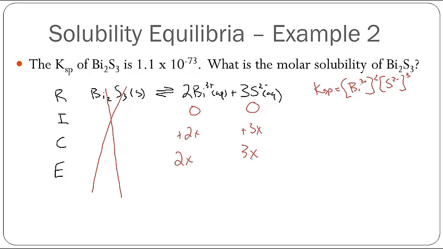Here's what you have to do. KSP equals 2x squared times 3x cubed. You have to plug your equilibrium numbers into the equilibrium expression. So you get 1.1 times 10 to the minus 73 equals 27 x to the fifth.